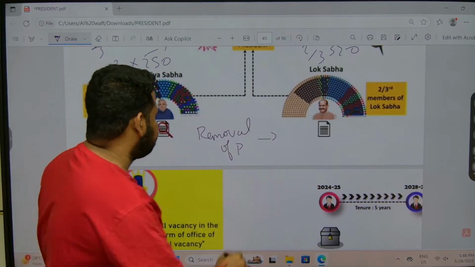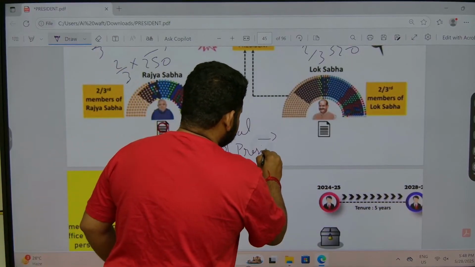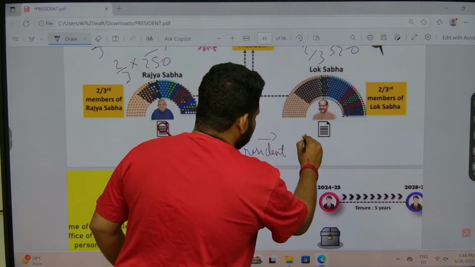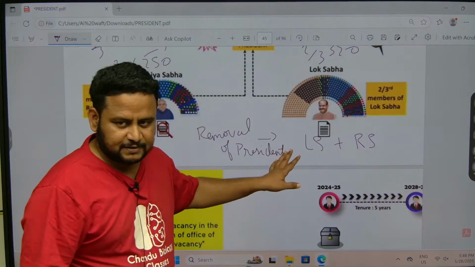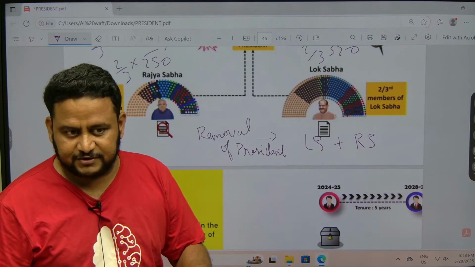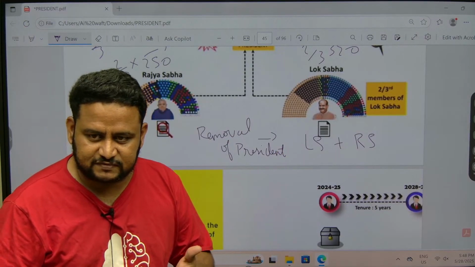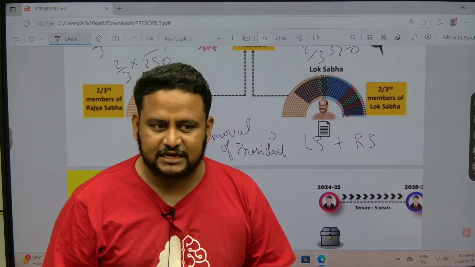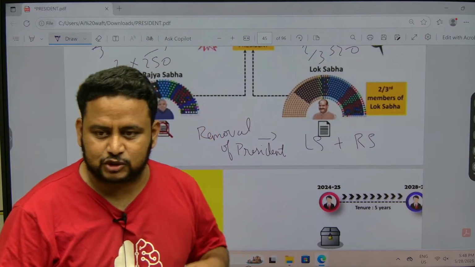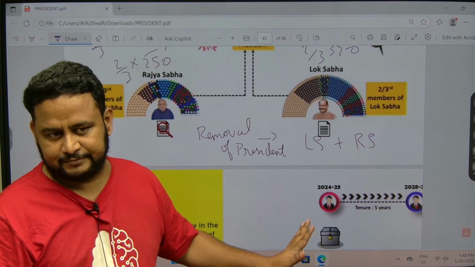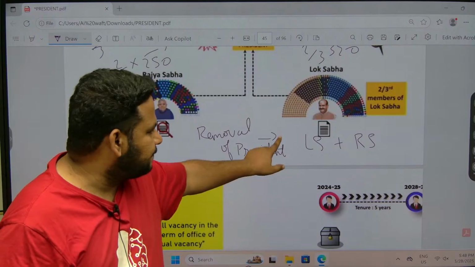When it comes to removal of the president, only Lok Sabha and Rajya Sabha members take part. Only Lok Sabha and Rajya Sabha. States have no role. But when it comes to election, I told you, members of state legislative assemblies of all the states, including Delhi and Puducherry, will take part. Elected members. But when it comes to removal, states have no power.